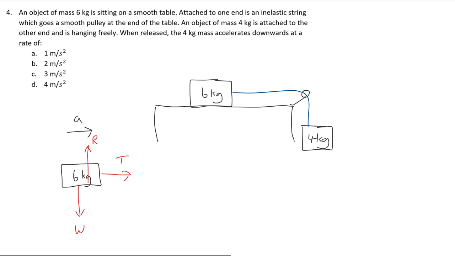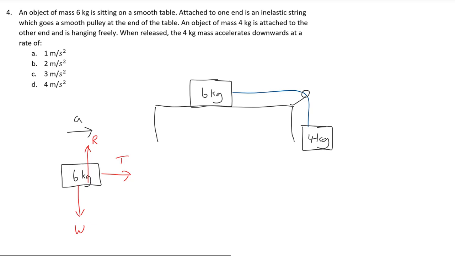Applying F is equal to ma in the up-down direction doesn't give us any information. Remember, F on the left-hand side of F is equal to ma is net force. In the up-down direction, the net force is 0. Also, the acceleration in the up-down direction is 0 because the object is not moving in the up-down direction. Therefore, applying F is equal to ma in the up-down direction just gives us 0 is equal to m times 0, 0 is equal to 0. Nothing is garnered from that.